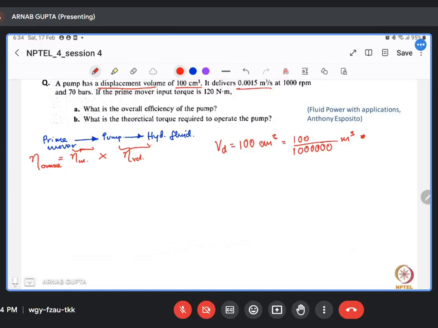Next, it delivers this much, like 0.0015 meter cube per second. So you should be alert about the units that are being given here at 1000 RPM. So you have been told that Q is equal to 0.0015 meter cube per second, and the RPM is 1000. The speed is 1000 RPM basically.